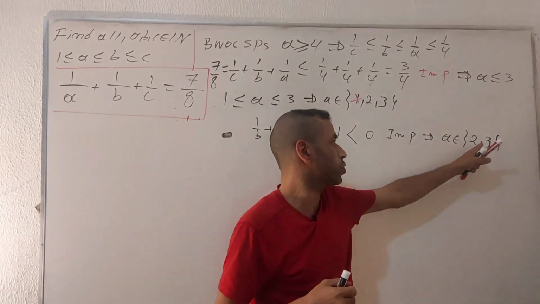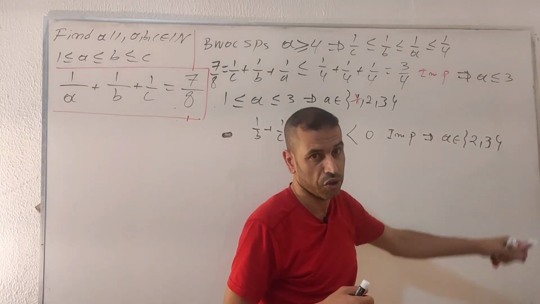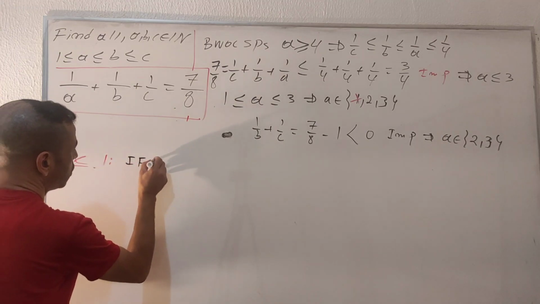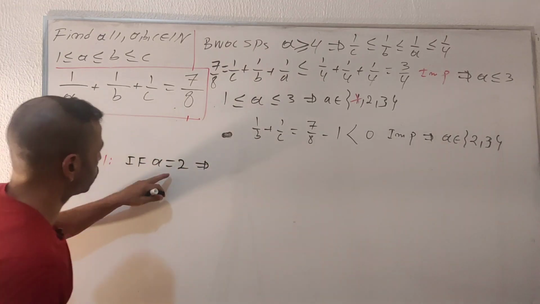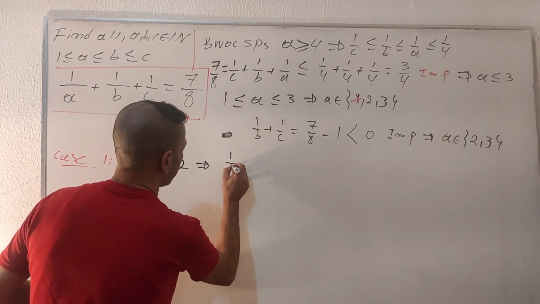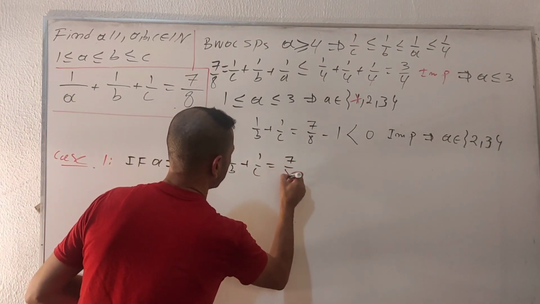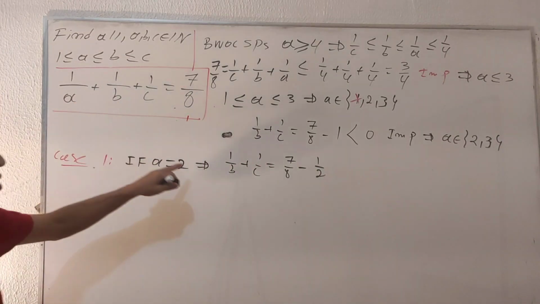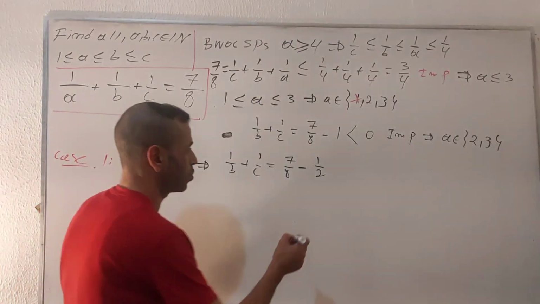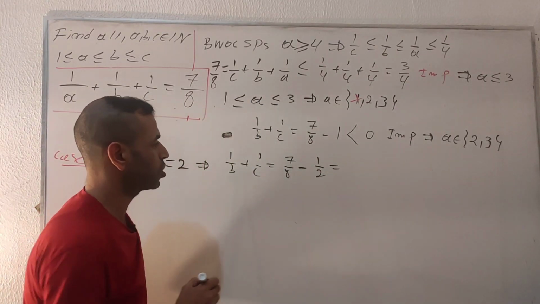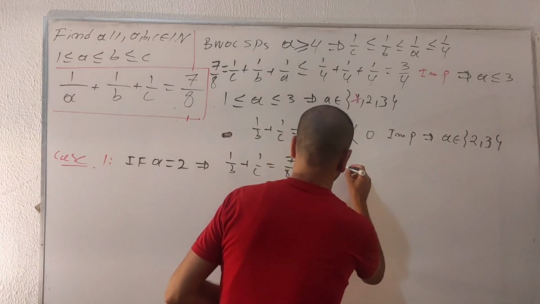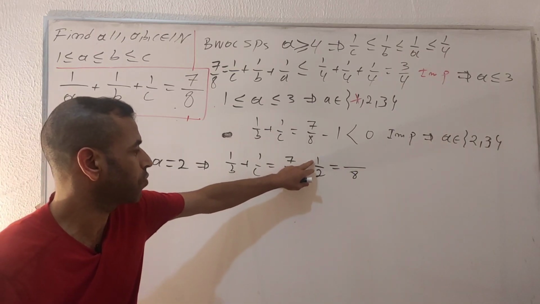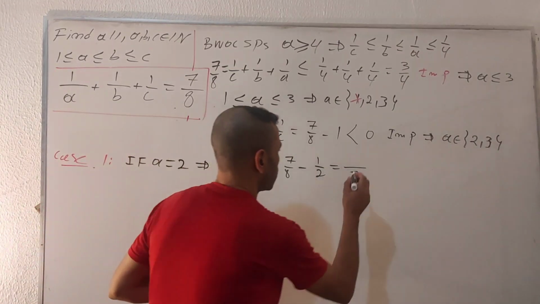Since A is taking two potential values, number 2 and number 3, let's go through each one. Case number 1, if A equals 2, I replace A with its value. I get 1 over B plus 1 over C equals 7 over 8 minus 1 over 2. So I replace A with number 2 and take the value of 1 over A to the right. By calculating this fraction, let's make 8 a common denominator. Multiplying this one by 4, I get 4 here, 7 minus 4, which is 3. I get 3 over 8.